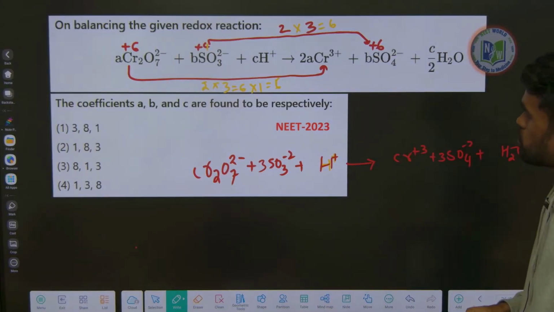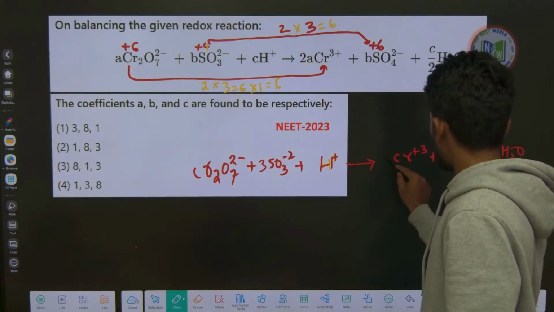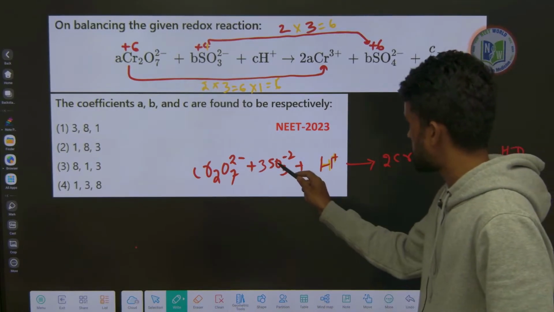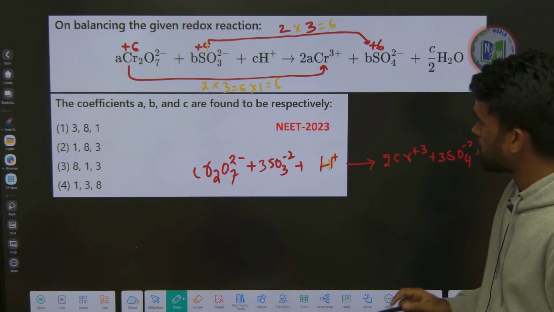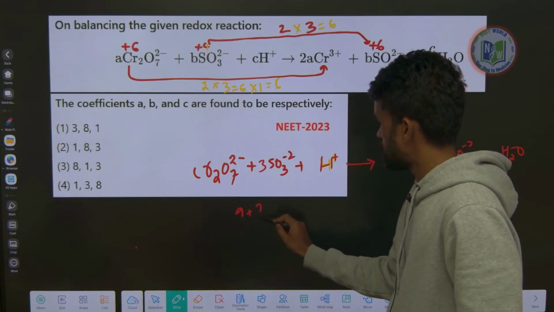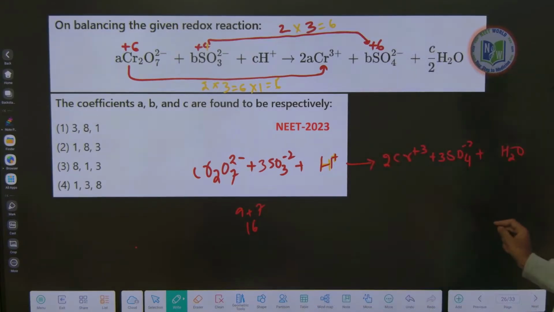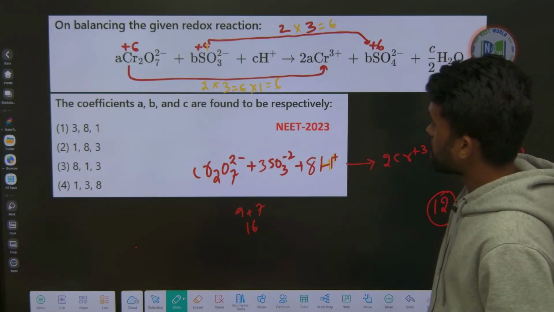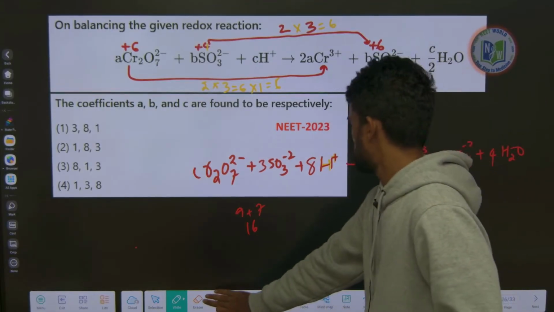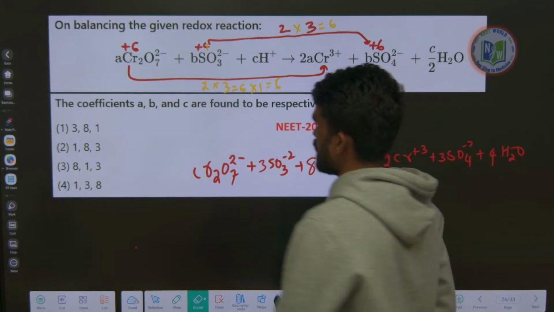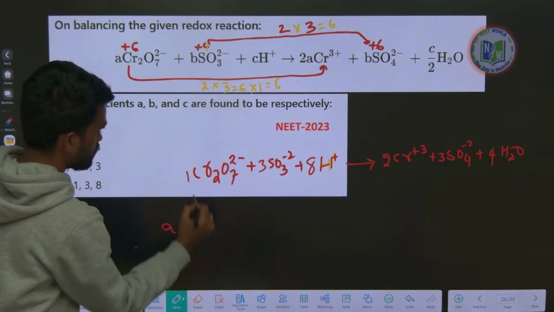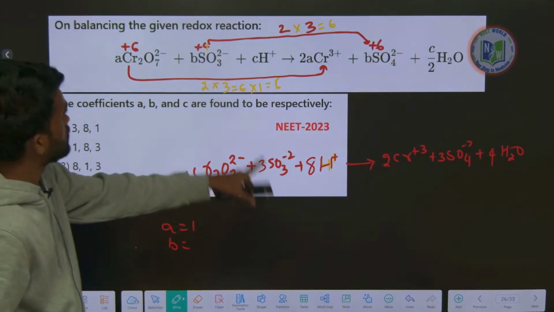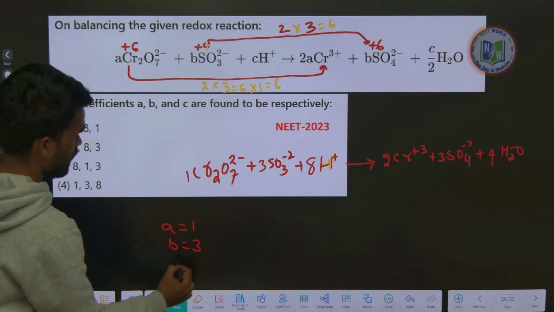After this, look at the chromiums. Are they balanced? No. So multiply by 2 here so that it becomes balanced. Next, sulfurs are 3 here, this side also 3. Next, oxygens: 3 3s are 9, plus 7, so 16 oxygens this side, and on the product side 12 oxygens. So 4 more are required, so write 4 H2O. Now how many H plus ions? 8 H plus. That's it. Now look at these coefficients A, B, C. A is 1. B is 3. And C?